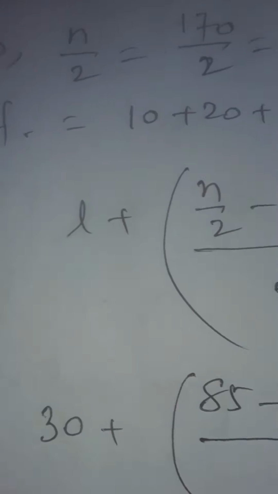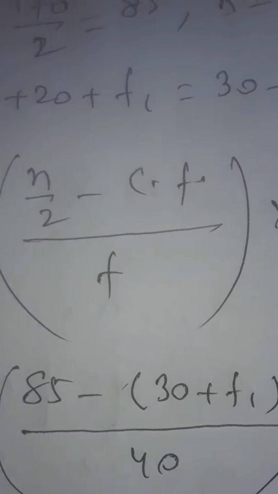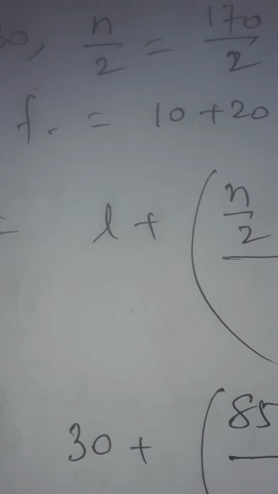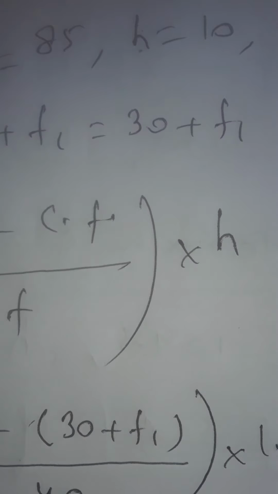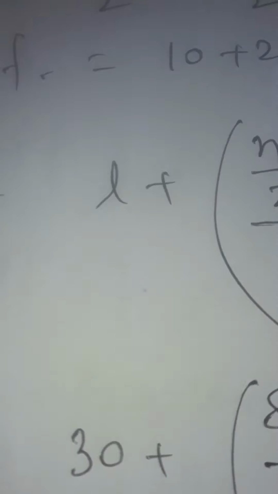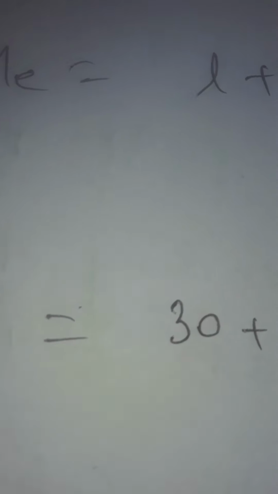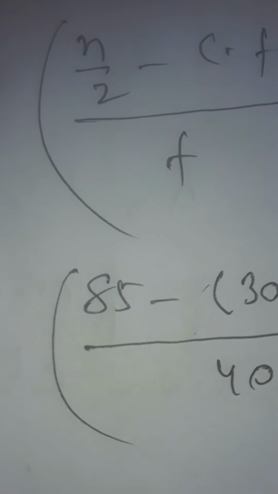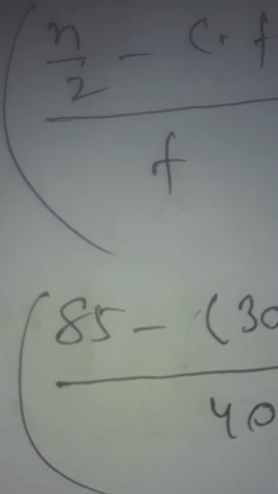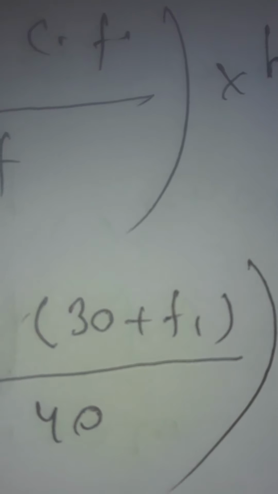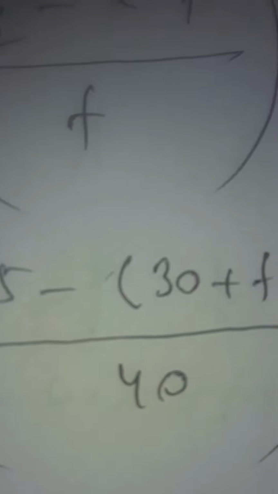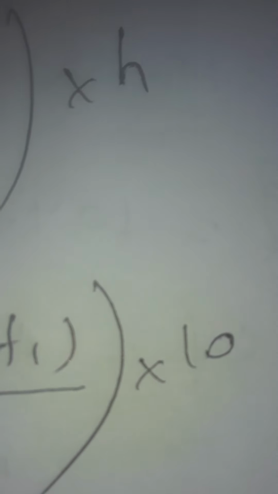Now CF is known to us, which is 30 plus F1. Now median is equal to L plus n by 2 minus CF by F into H. It is our formula to find out median. Now we will substitute all the values which we have obtained. The value of L has been substituted with 30. The value of n by 2 has been substituted with 85. The value of CF is substituted with 30 plus F1. The value of F is substituted with 40. And the value of H is substituted with 10.